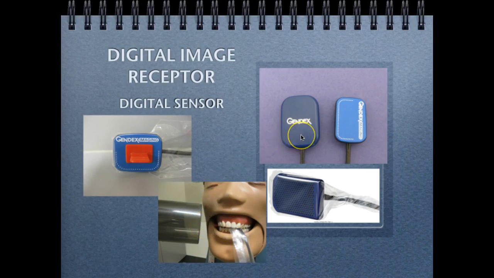And then we have different size sensors. We have a number 2, which is kind of your normal or average or regular size that we use. And then there's a number 1, which could be used for pediatrics.